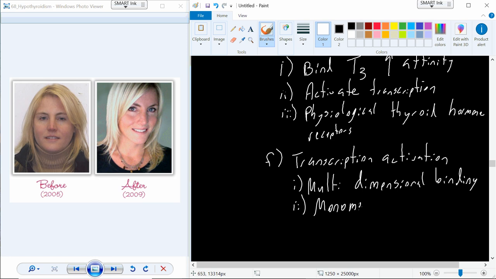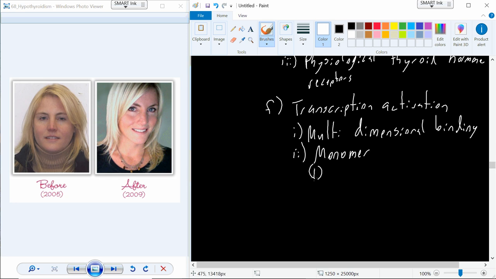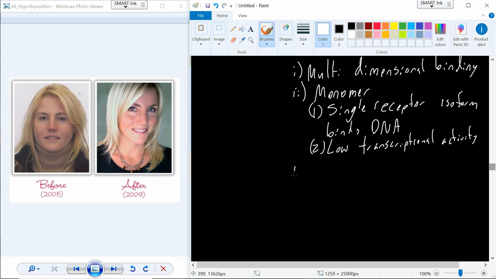So we could bind the DNA as a monomer. The monomer would be a single receptor isoform binding to the DNA. When we have just a single receptor isoform that binds to the DNA, transcriptional activation remains low. So we remain low in terms of our transcriptional activity. So monomer, you can also produce a homodimer.